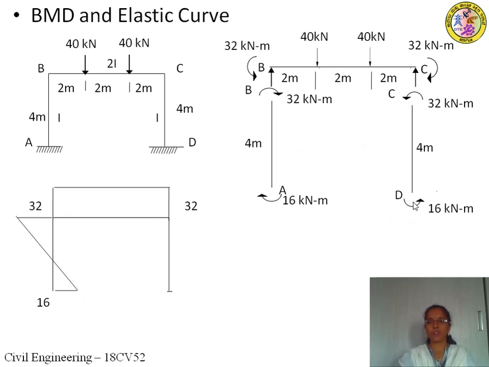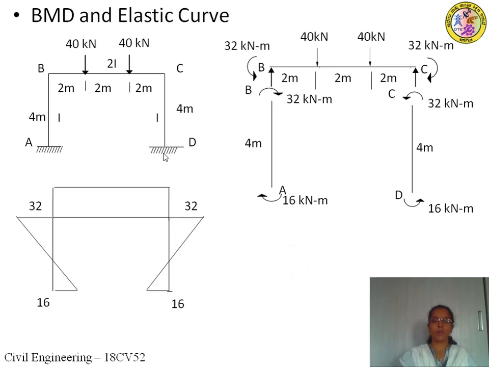Next we will draw it for the CD member. Here at D, the thumb is moving towards the left side. So mark it towards the left side of the vertical member for 16 kilonewton meter. Next at CD, the thumb is moving towards the right side of the vertical member. Therefore mark it towards the right side for 32 kilonewton meter. Join these two points. This is the support moment diagram for the CD member, so this is the support moment diagram for the whole structure.